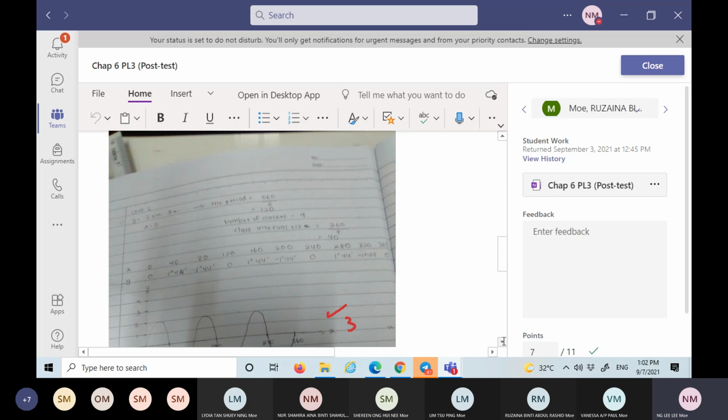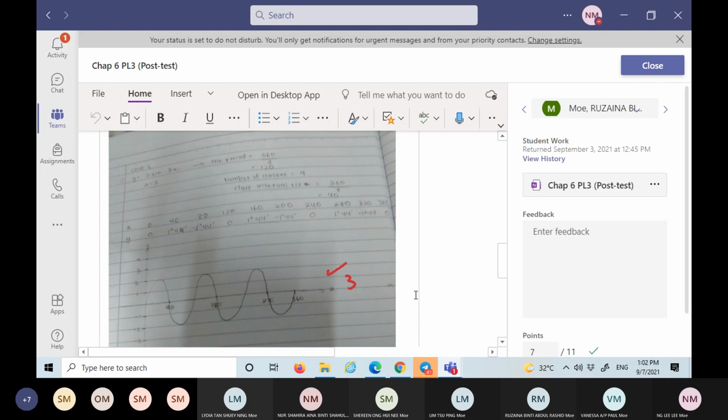This is question 1. I don't know what method she used. Rosanna, can you say what is this? Looks like a table, but why is it 40? Why is your interval 40? Your graph is correct, but how do you get a correct graph from a wrong table? Means you are not depending on your table or what?